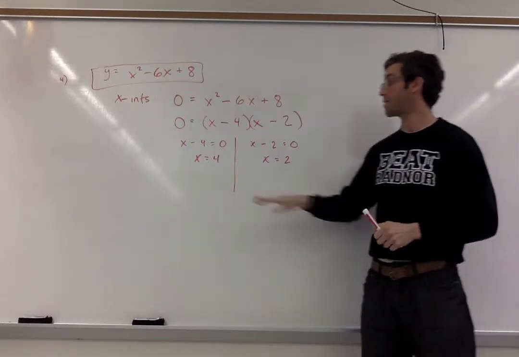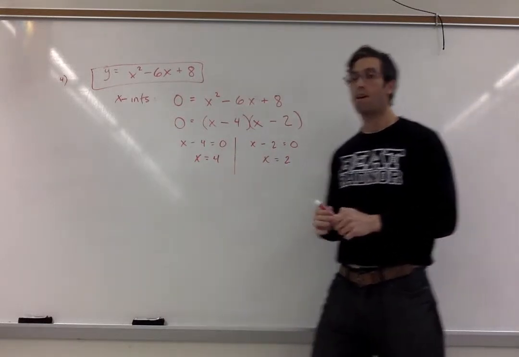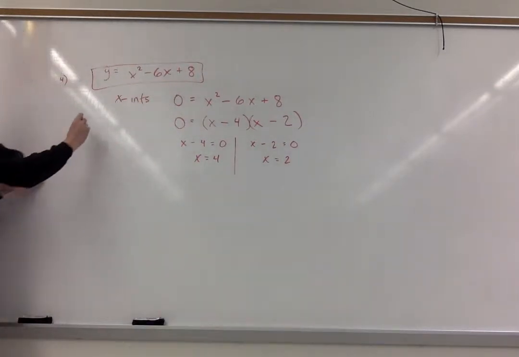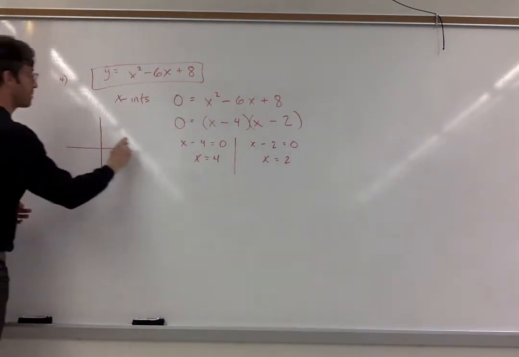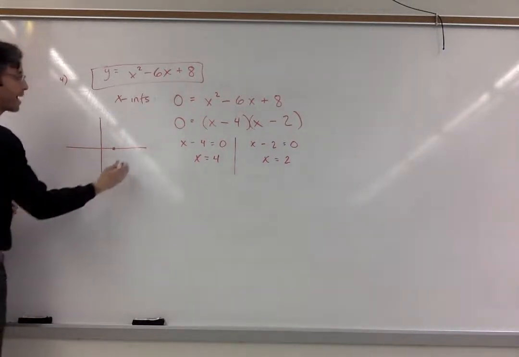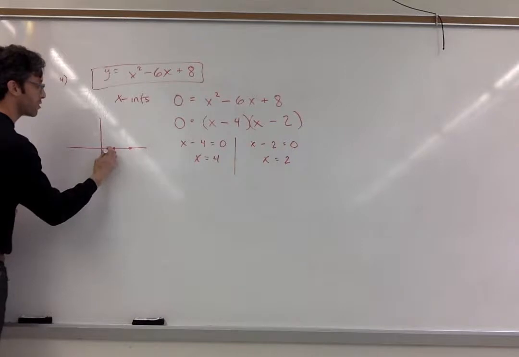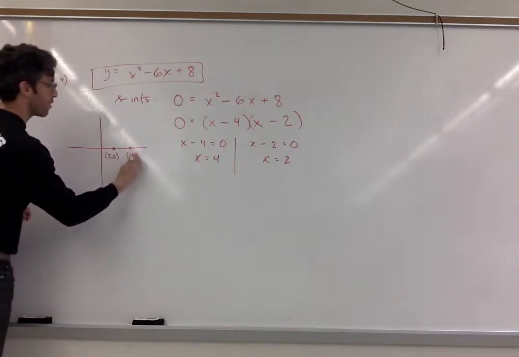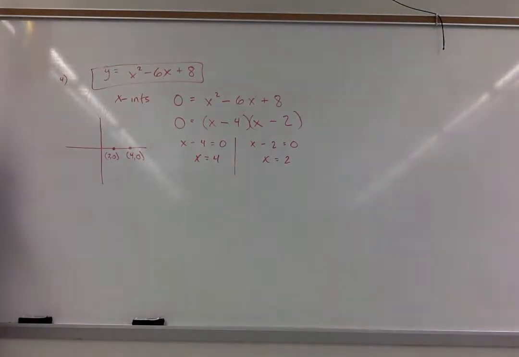So far we have our x-intercepts. They are 4 and 2, or you can write them as ordered pairs, because when it comes down to it, we're making a graph. On your graph, you already know that there will be an x-intercept where x is 2 and one where x is 4. So (2, 0) and (4, 0) are both going to be points on our graph. So that's part of this.